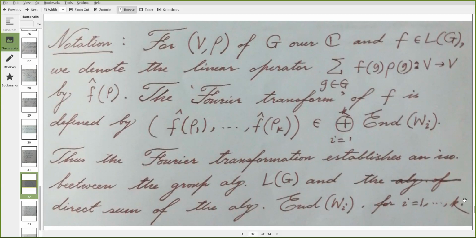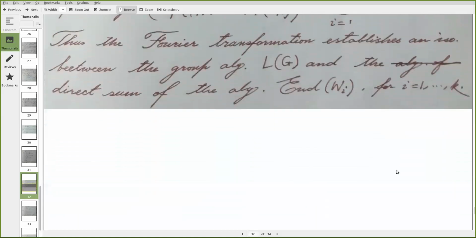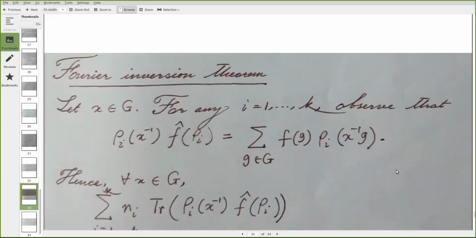As I said, we will extend the Fourier transform from finite abelian groups to general finite groups. So now the extension is done. Likewise in the finite abelian case, even in the general finite group, the Fourier transformation defines an isomorphism between the group algebra and the direct sum of endomorphism algebras. Okay, so now the Fourier transform is defined.